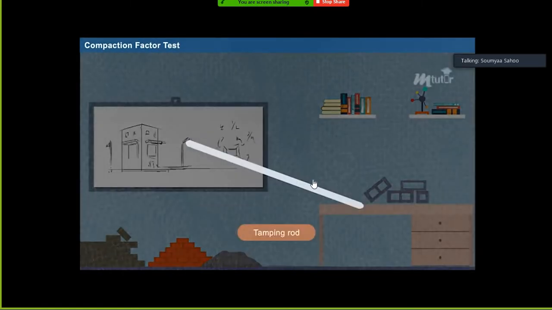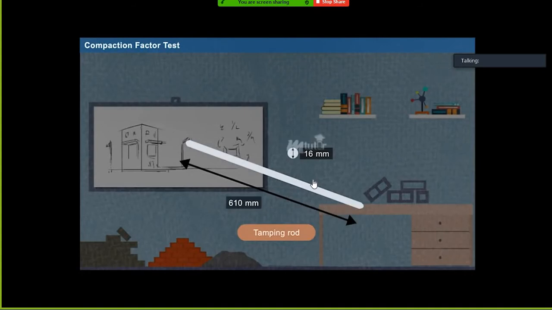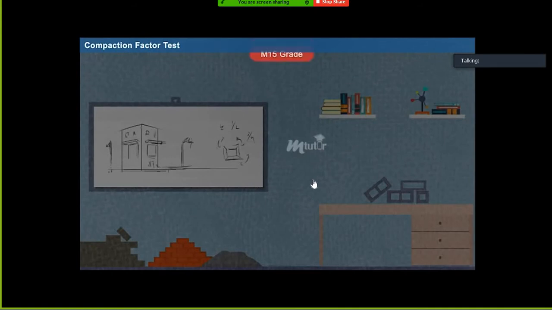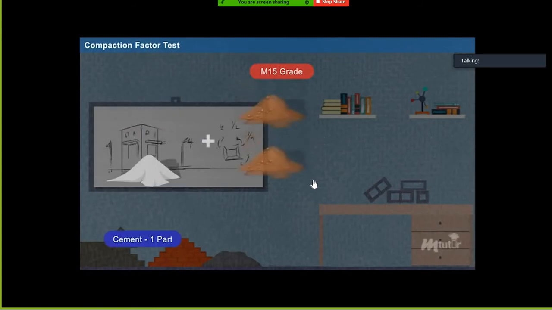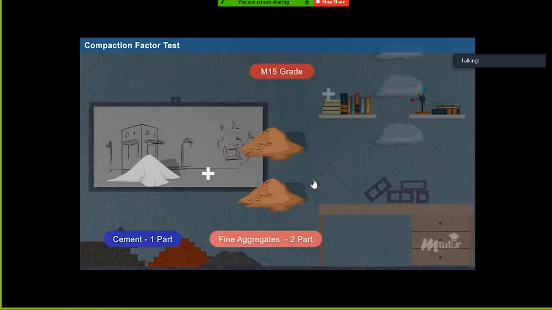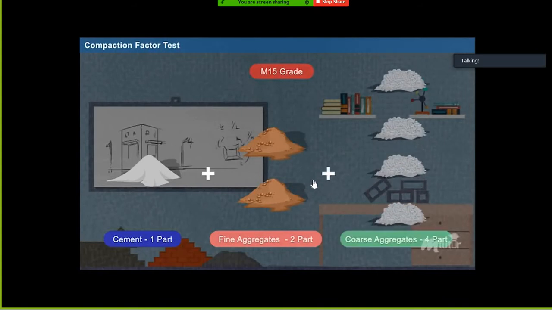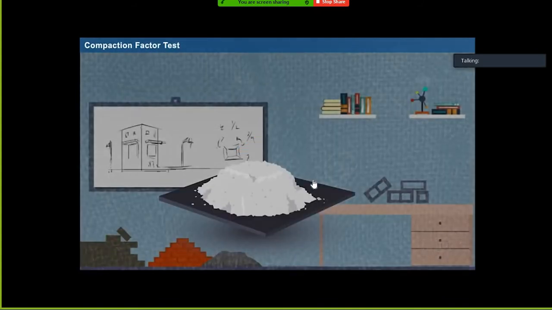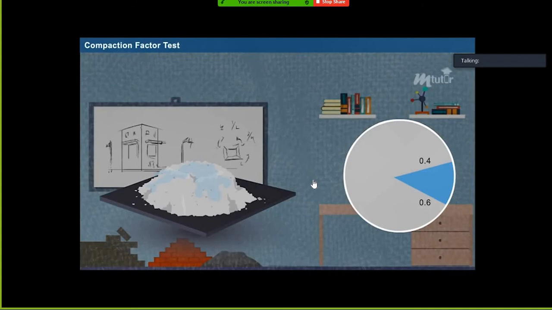Apart from that, a tamping rod of size 16 millimeters in diameter and 610 millimeters in length is used to compact the concrete. For example, let's take M15 grade concrete. Prepare the mix using 1 part of cement, 2 parts of fine aggregates, and 4 parts of coarse aggregates. The water content is calculated based on the water-cement ratio, generally varying from 0.4 to 0.6.